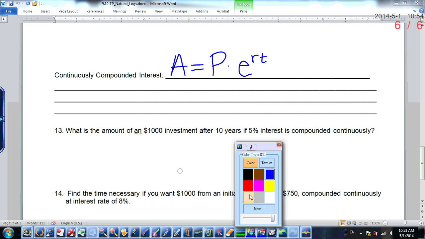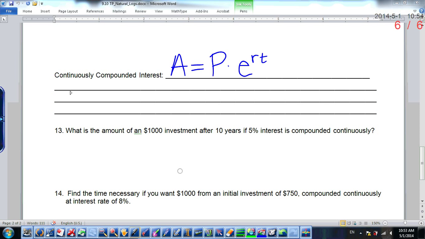Okay. A represents the amount of money in your account after T years. Put a star by that, years. Your time has to be in years. Cannot be months, cannot be days. It has to be converted into years.